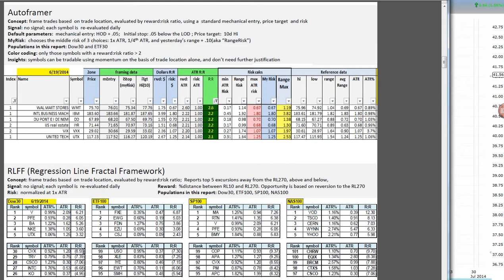So in both cases, what we're interested in is the possibility of playing for an extreme move from an extreme condition. That extreme move could continue to go in the same direction that it's going. In other words, the move that made it extreme could get extremer, or it could be a reversion back to the long-term mean, and we would use the regression line 270 as the proxy for that. So let's take a look at the ones that are below the regression line. So that's Visa, Pfizer, Bank of America, Nike, and United Technologies.